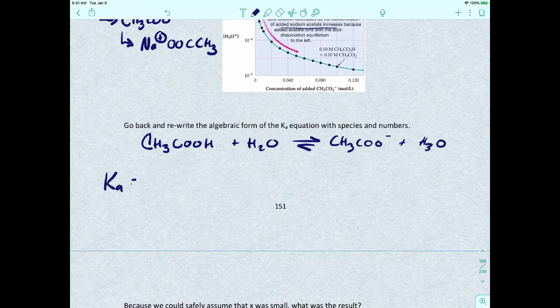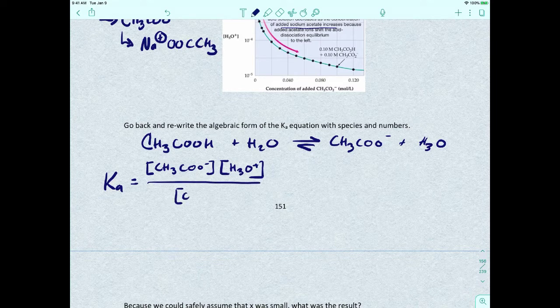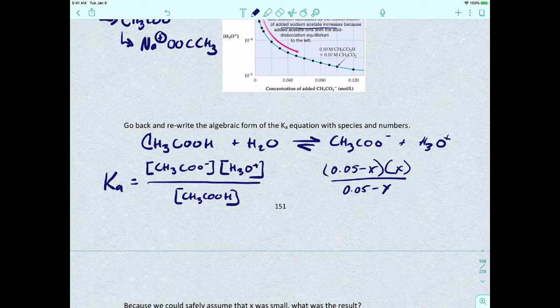And we said that the Ka expression was the concentration of acetate ion, CH3COO minus, times the concentration of H3O plus, divided by the concentration of acetic acid. Now, if we plug in our values for those concentrations at equilibrium, the acetate ion was 0.05 minus X, times the concentration of H3O plus, which was plus X, divided by the concentration of acetic acid, which was 0.05 minus X. And this was all equal to Ka.